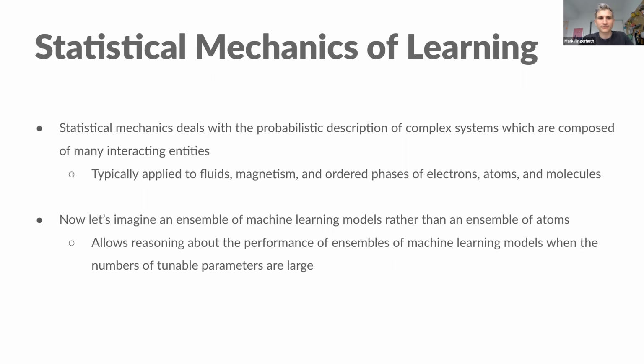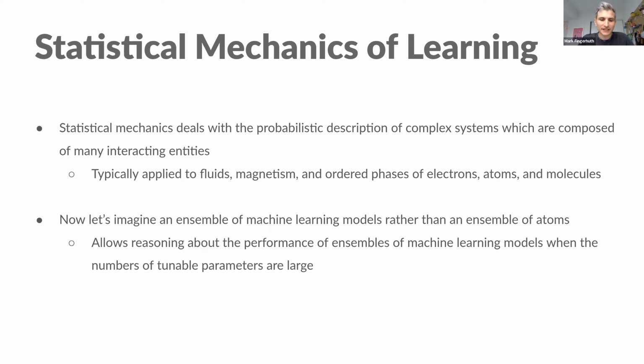Statistical mechanics of learning originates from the field of statistical mechanics, which typically deals with the probabilistic description of complex systems with many interacting entities. For example, this is usually applied to fluids or gases or other ordered phases of little particles and molecules like electrons, atoms, and other molecules.